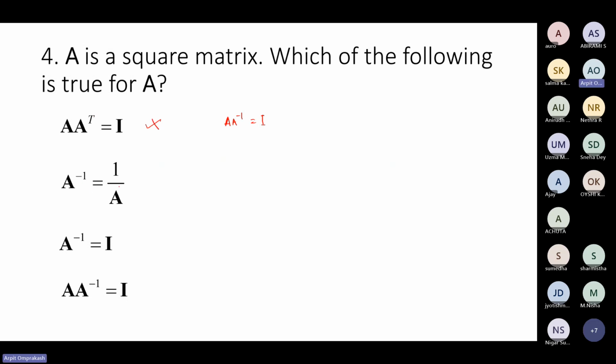A inverse is 1 by A. This is not true, because A inverse is not calculated like this. A inverse is equal to identity. This is also not true. This one is true. Basically, A into A inverse is the identity matrix. That's how the inverse matrix is defined. Is that clear?